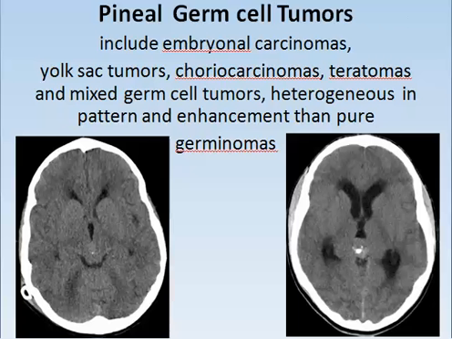So germinoma is rather homogeneous and well localized, but it may be lobulated and invading. Pineal germ cell tumors tend to be heterogeneous in pattern and enhancement, of course with associated hydrocephalic changes and encroachment on the third ventricle.